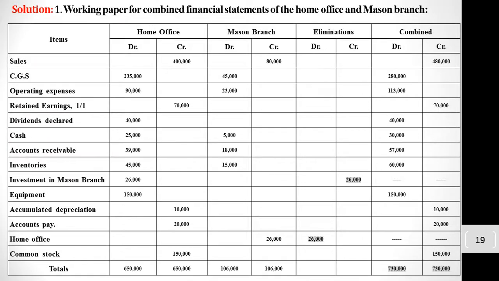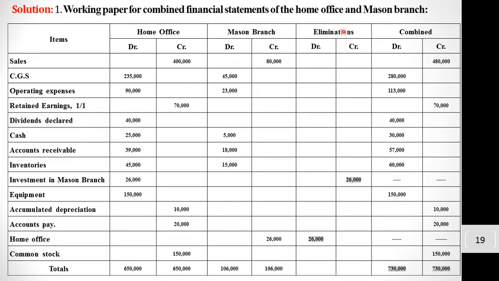Here is the solution. Number one, to prepare the working paper for combined financial statements. You're gonna copy the given. Here are the items. Here is the home office. Here is Mason branch. This is the given adjusted trial balance.